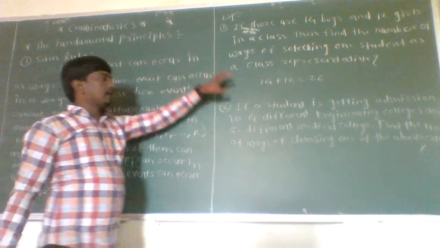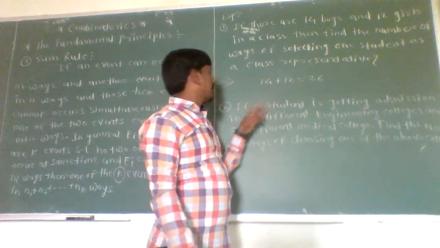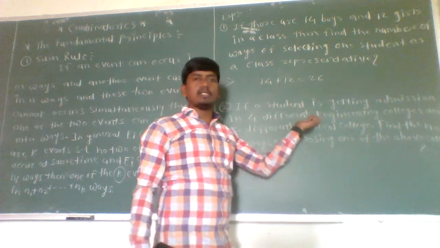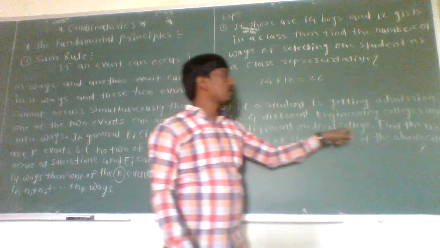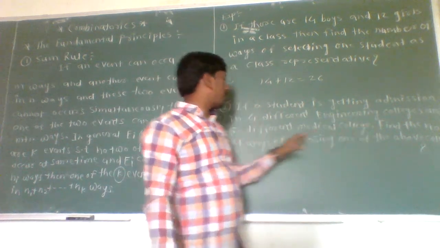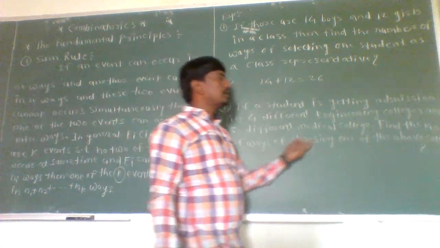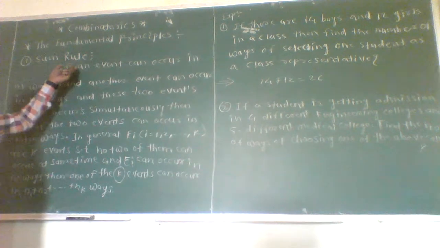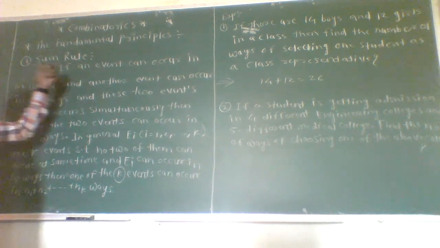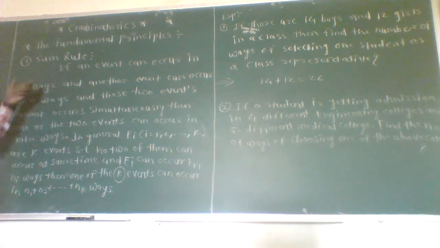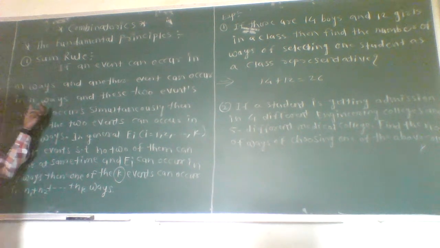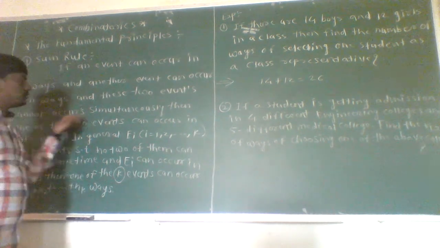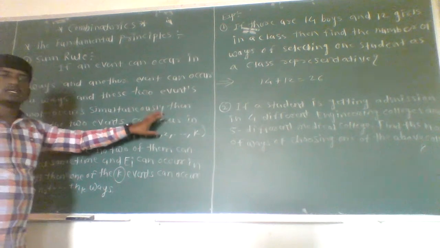Here, a student A is getting admission in 4 different engineering colleges and 5 different medical colleges. Now we have to find the number of ways of choosing one of the above colleges. According to the sum rule, if an event can occur in m ways and another event can occur in n ways, and these two events cannot occur simultaneously, then one of these two events can occur in m plus n ways.